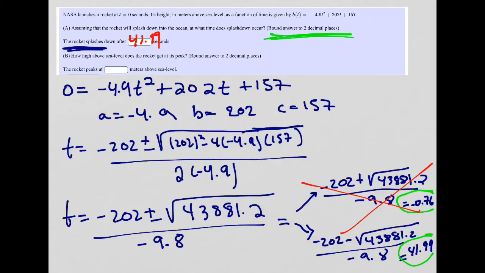Part B asks us how high above sea level does the rocket get at its peak? At its peak, how high? So we're looking for the y value of the vertex for this problem. So I'm going to go ahead and rewrite it. What do we have?